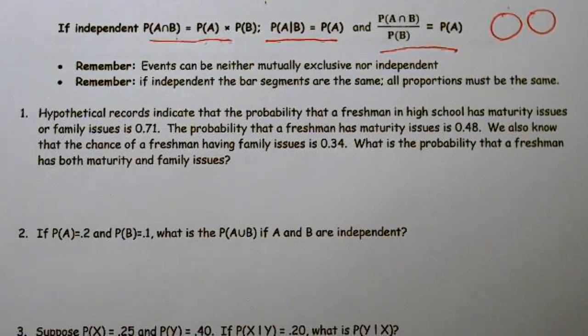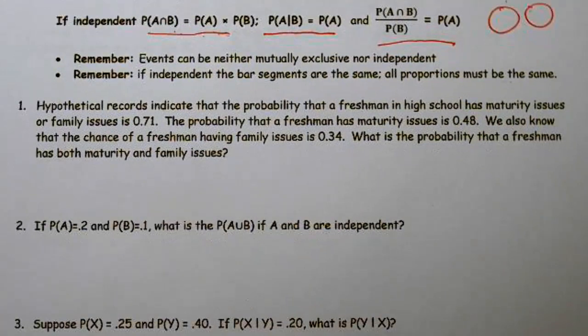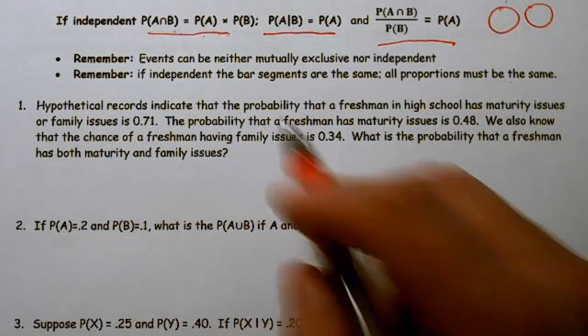So, hypothetical records indicate that the probability that a freshman in a high school has maturity issues or family issues is 0.71. The probability that a freshman has maturity issues is 0.48. We also know that the chance of freshmen having family issues is 0.34. What's the probability they have both maturity and family issues?